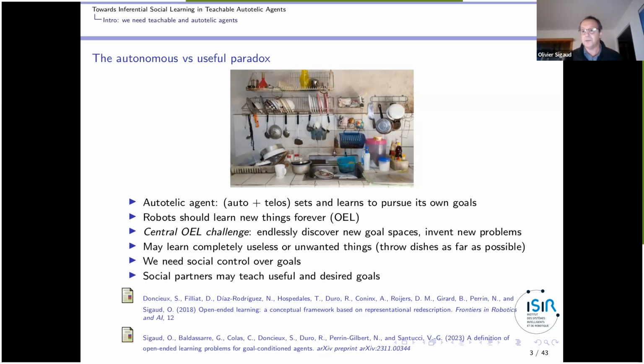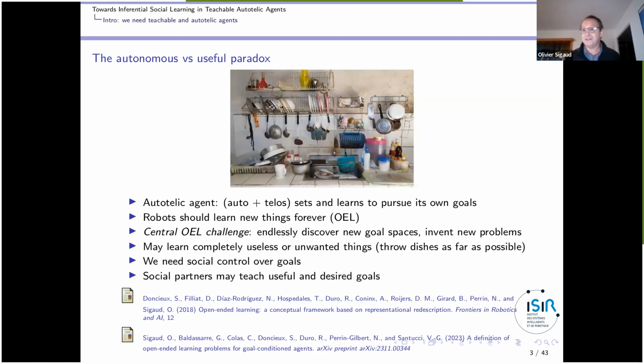Okay. And if you have some autotelic agent in front of this kitchen, you would like it to be able to learn new goals forever. That's the so-called open-ended learning capability. That's clearly a capability that we have, to invent new goals forever. Okay. But the point is that you would also want this robot to do just useful things, okay? And if your robot is seriously autonomous, if it's just inventing its own rules, it may do a lot of useless or unwanted things. For instance, it may learn to throw dishes as far as possible, and you don't want your robot to do that, of course, okay?